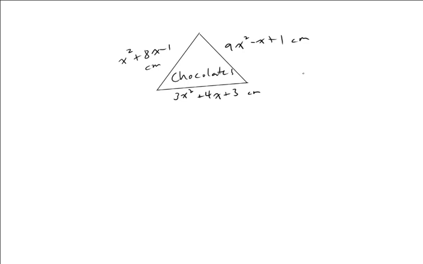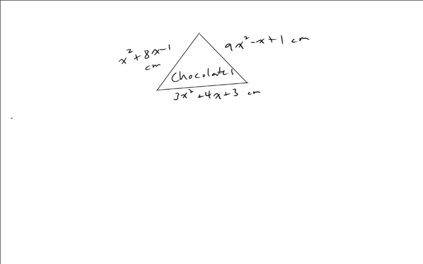Alright, so we have a box of chocolates, right? And the side lengths are represented by polynomials. In this case, they're all trinomials, which means that they have three terms. So, how would we find the perimeter of this box of chocolates?